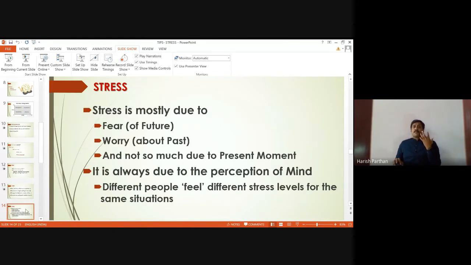So stress is mostly due to, as I have already told, fear of failure, fear about the future, and worries about the past. Isn't it? And not being in this moment. See, in this moment, you are not stressed. If your mind is in the past or in the future, you are stressed. If your mind is right now here, you see that you are not pressured.